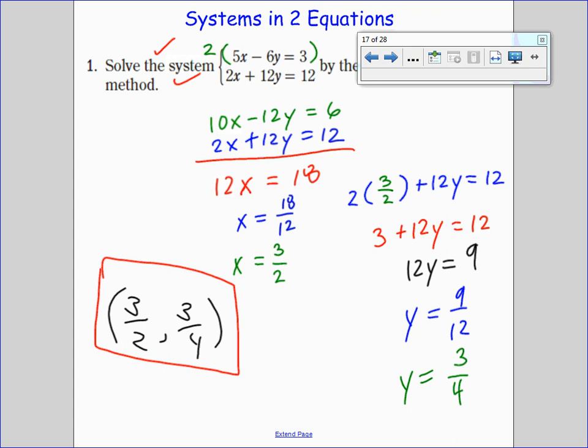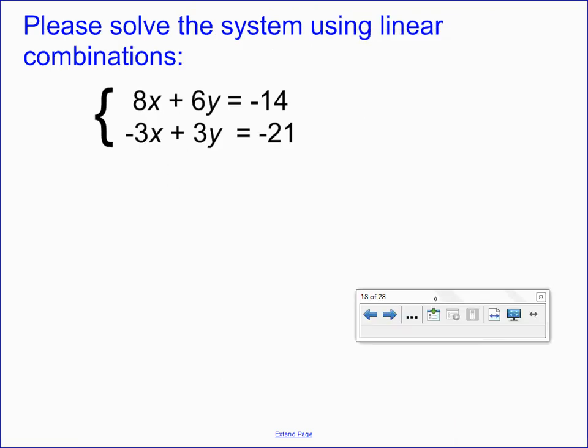What questions do you guys have about this elimination method? Okay. So let's go ahead and show me that you get it. Multiply one or both of the equations by some number to create exact opposites. And this time be careful with your number selection.